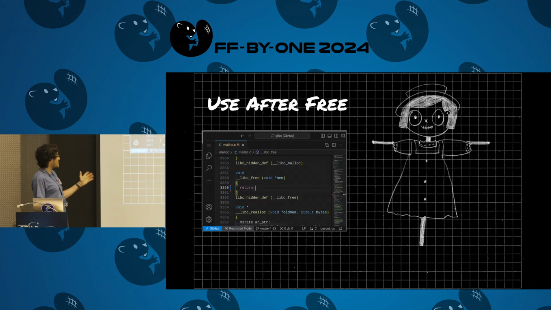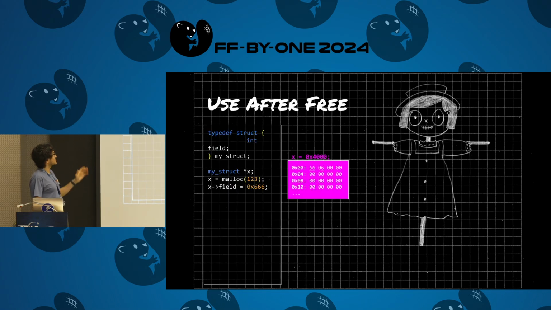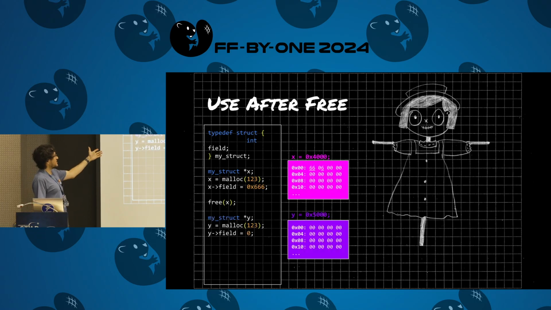This is 100% effective, and it works the following way. You have the same as before, you free it, and when you allocate again, you get a new address. And that's it, no more use after free.